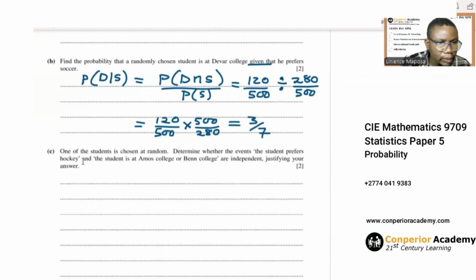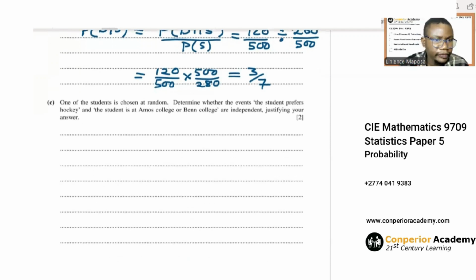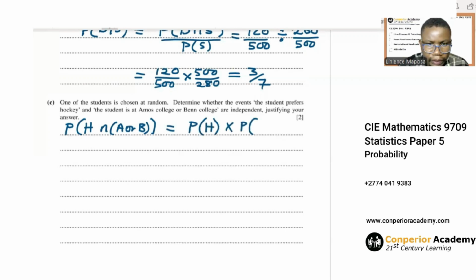One of the students is chosen at random. Determine whether the student prefers hockey and the student is at Amos College or Ben College are independent, justifying your answer. So this is once again proving independence. So we can say the probability of the student preferring hockey intersection being from Amos College or being from Ben College must equal the probability of preferring hockey multiplied by the probability of being from Amos College or Ben College, right? So we can calculate these probabilities.